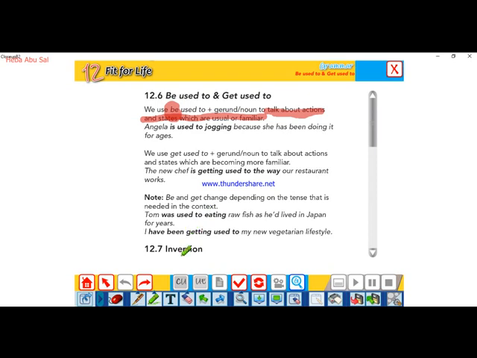Do I put be as it is here? No. Look at the example here. Angela is used to. So let's remember the branches of be in the present. We have is for the singular nouns or pronouns. We have are for the plural, and we have am for I.